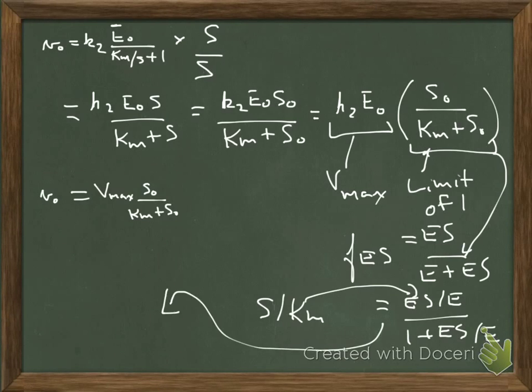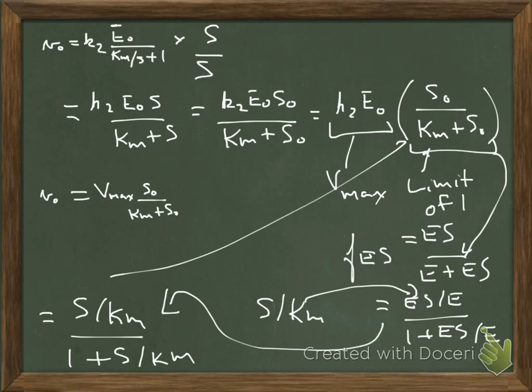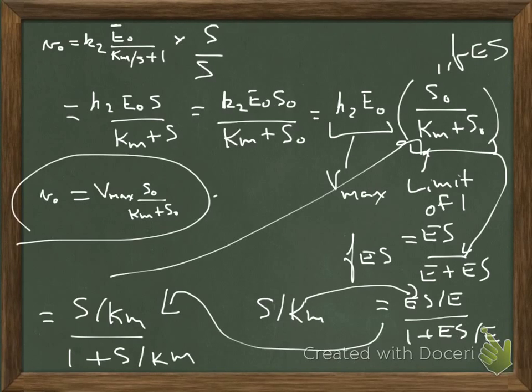And so that, therefore, this whole thing is equal to S over Km over 1 plus S over Km, which is equal to, if you multiply through by Km, so this whole thing here is equivalent to the fraction of ES. The fraction of enzyme that's saturated with substrate, and the fastest it can go is when it's completely saturated. Anyhow, that's just kind of an aside, but this is a classic equation right here.